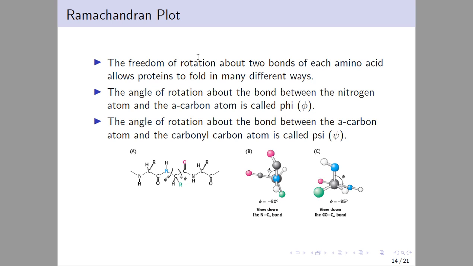So the angle of rotation about the bond between the nitrogen atom and the alpha carbon atom is called phi, and the angle of rotation about the bond between the alpha carbon and the carbonyl carbon atom is called psi. Here you can see that these are phi and these are psi. So this is the rotation of the bond.